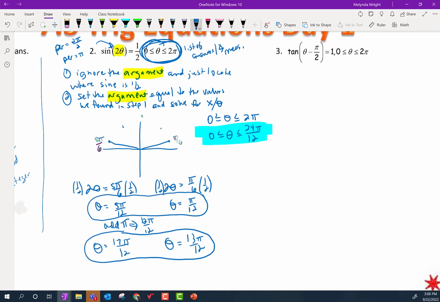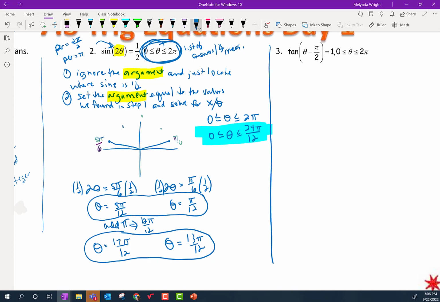My period has shrunk to pi, but I'm actually being asked for answers from 0 to 2 pi. Does that make sense? And if I were asked for answers for 0 to 3 pi, how many more answers should I have? 2 more. And if I were asked for answers from 0 to 4 pi, we understand how that's working, then I would get 4 more answers, right? Okay.